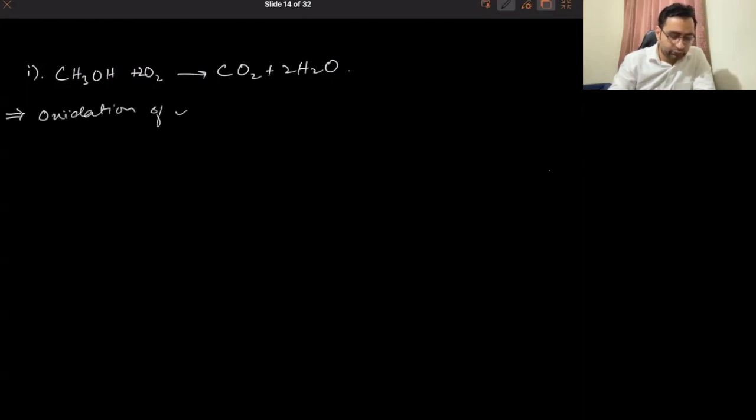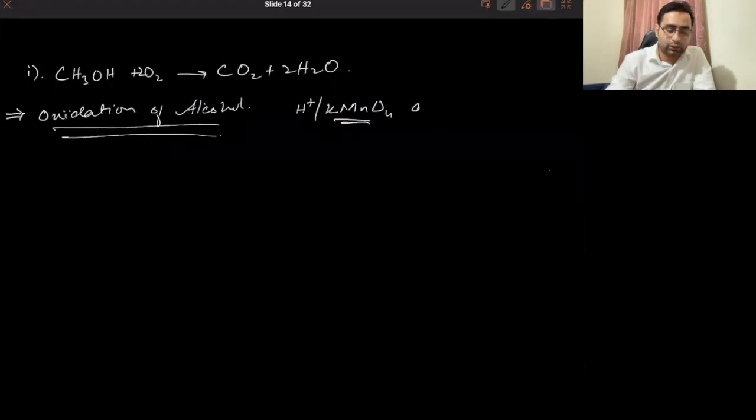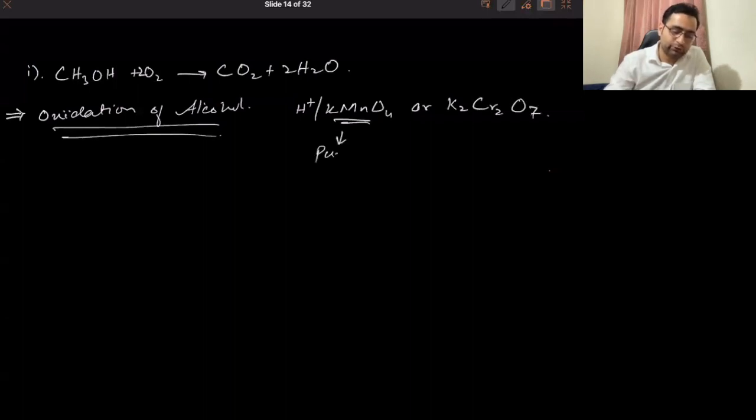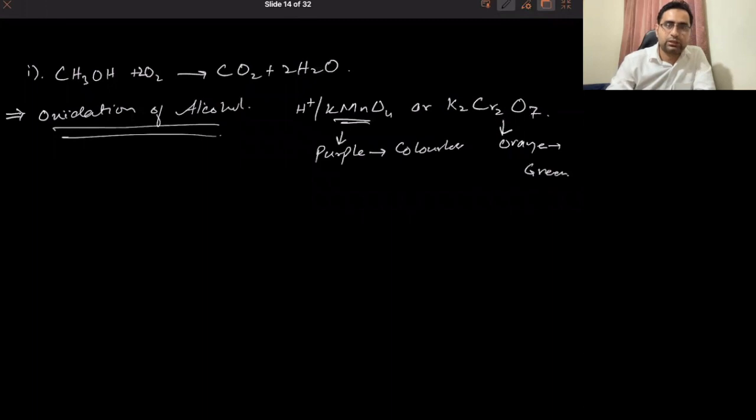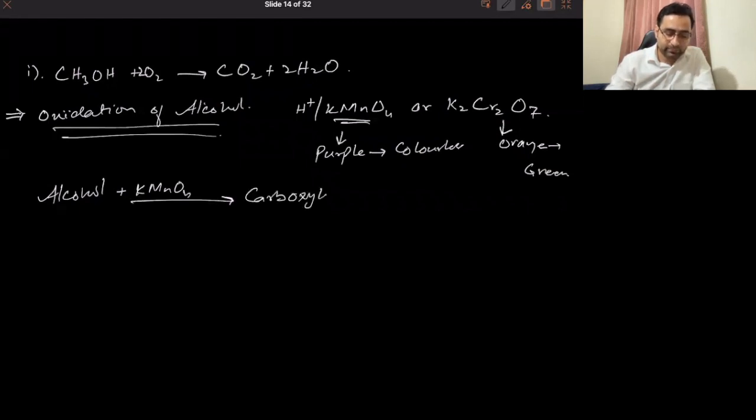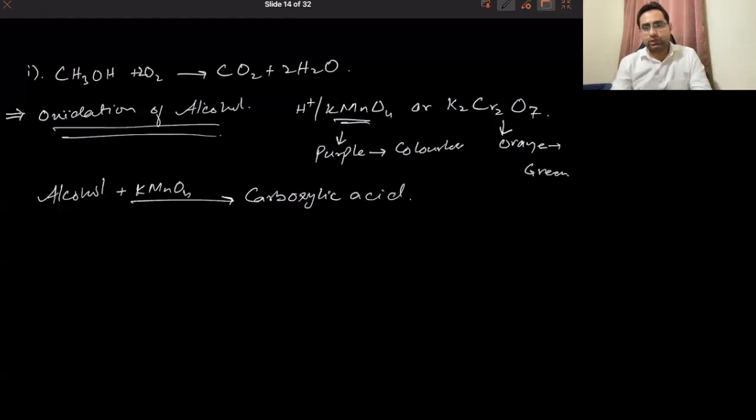For oxidation of alcohol, we use an oxidizing agent, that is a few drops of acid with KMnO4. At your level, you can use KMnO4, but in A levels, we don't use KMnO4 or K2Cr2O7, potassium dichromate. KMnO4 changes color from purple to colorless, and K2Cr2O7 changes color from orange to green. This is a color change. So alcohols are oxidized when you react alcohol with an oxidizing agent, that is KMnO4 in acidic medium. The product is going to be carboxylic acid. So this reaction is also used to produce carboxylic acid.